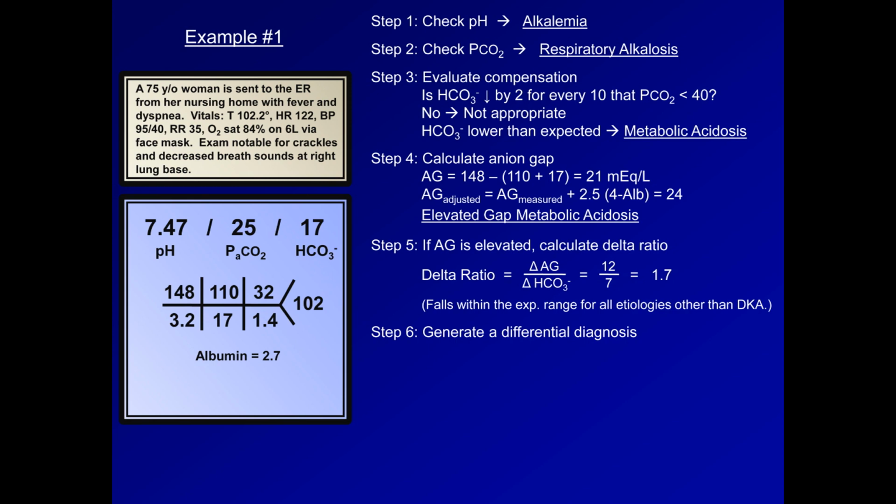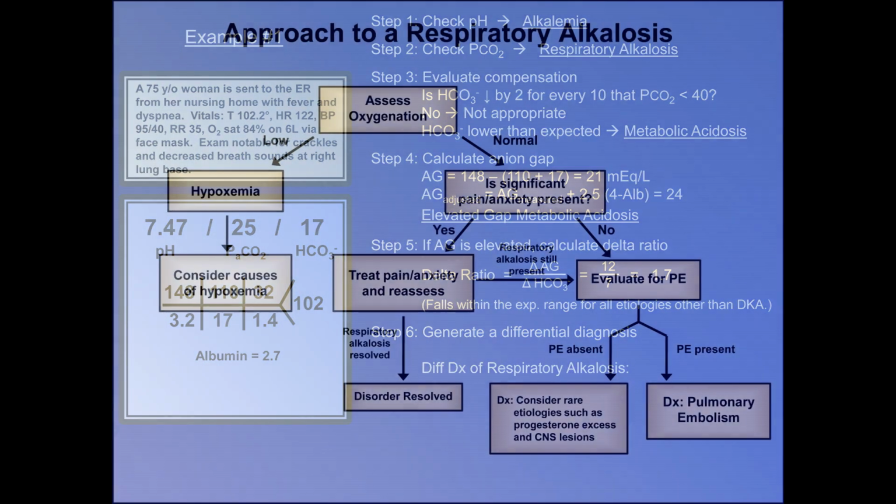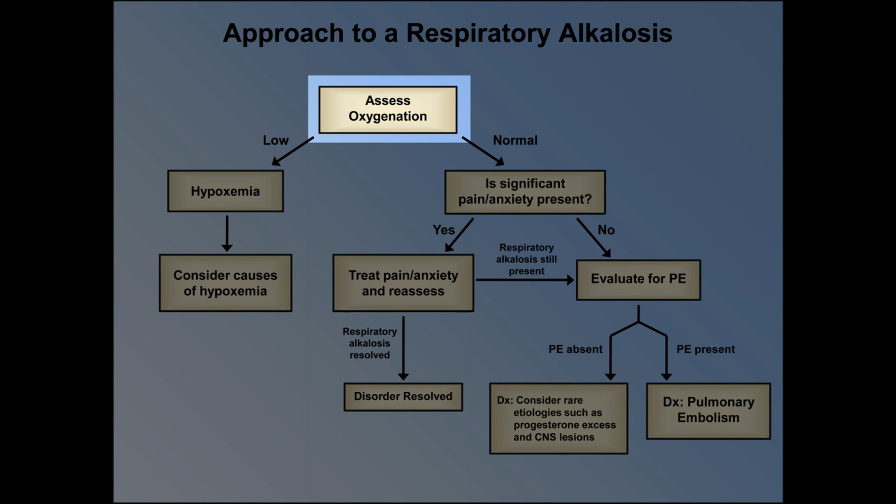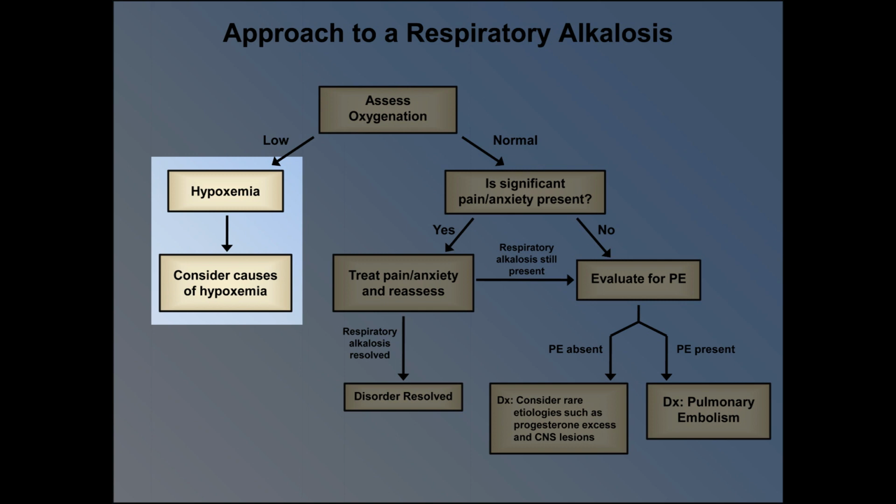Since her respiratory alkalosis is both the first disorder identified and has the shortest list of possible etiologies, let's start there and look at the flowchart for the approach to a respiratory alkalosis. The starting point is an assessment of oxygenation. In this case, it's low, so the cause of her alkalosis is essentially hypoxemia. And at this point, we would then worry about the differential diagnosis of hypoxemia.